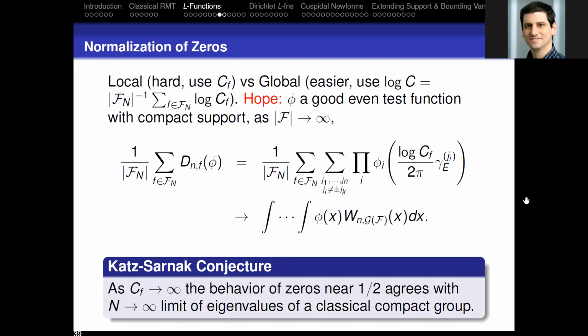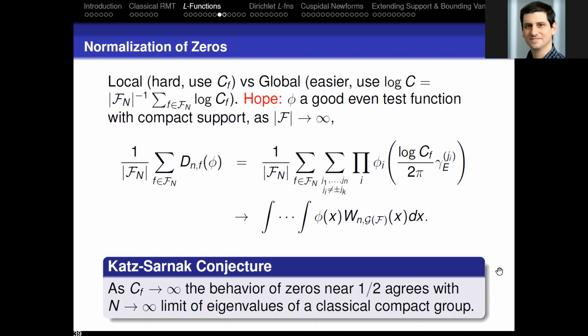So you have to figure out, technically, do I want to look at the local renormalization where I use the analytic conductor of the L function, or global, which is a little bit easier, using the average log conductor. If you're only looking at one level densities, it doesn't really matter. But as you start to look at two levels, there are some issues, and it turns out it's best to just use the local and deal with some of the complications.